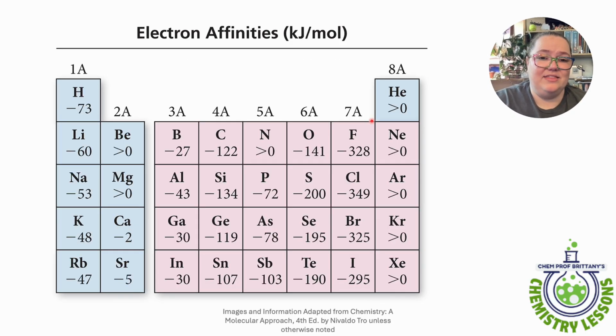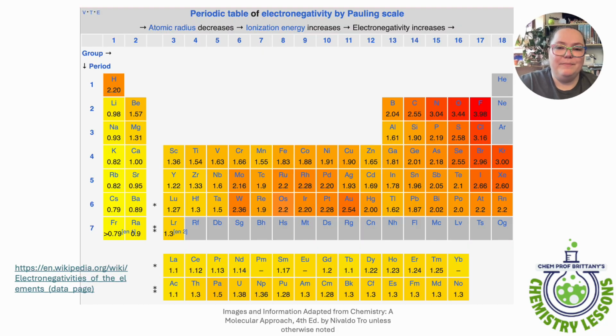Here you can see that our halogen by far has the most negative number in the row. And then we have positive numbers for our noble gases because we actually have to put energy in to force them to take an electron. The much more discussed periodic trend is electronegativity.